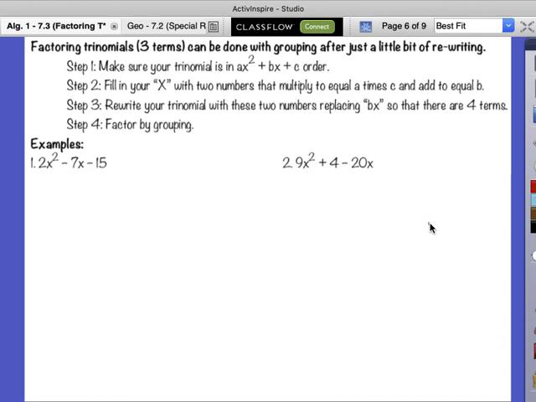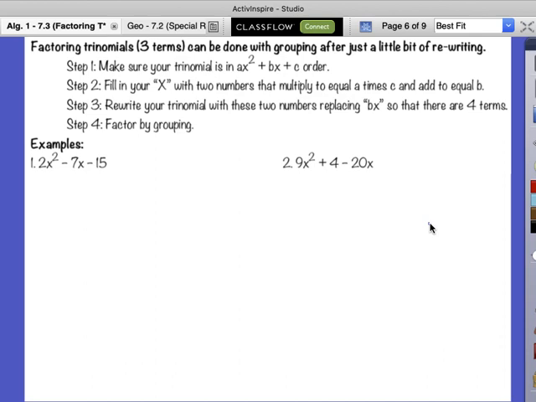Step 3, rewrite your trinomial with these two numbers replacing the bx, so there's 4 terms, and then we're going to factor by grouping like we have. Okay, what's this mean? Let's start off with our first example and show this. So make sure our trinomial is in ax squared plus bx plus c order, our standard form. Is it already? Yeah, it's in our descending form. Okay? So then it says fill in our x.